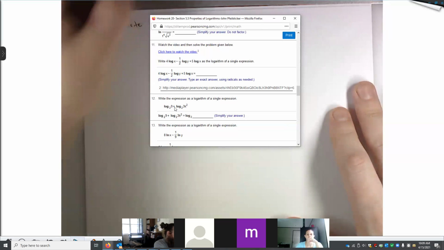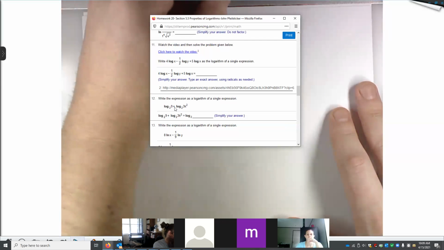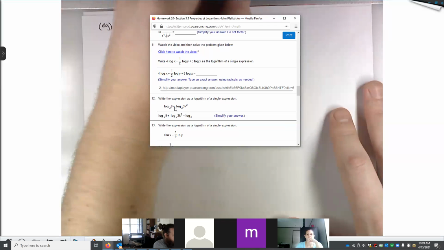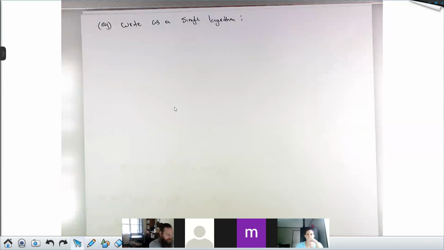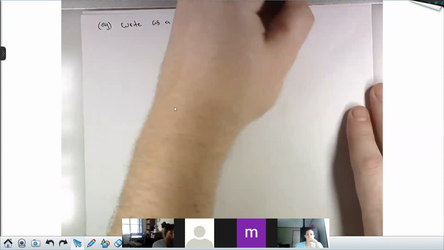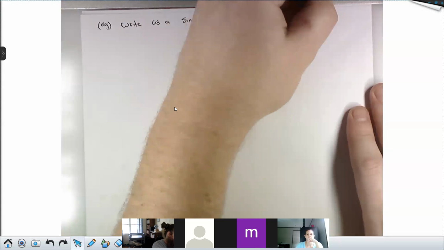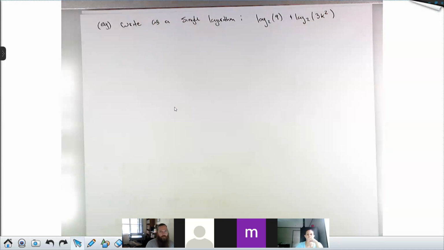I want to write this as a single logarithm. The expression they give us is the base 2 log of 9 plus the base 2 log of 3k squared. When you write logarithms, please do put the inside of the log in parentheses. It makes it clear what's inside the log and what's outside the log. Without that, the notation can get confusing. And I apologize for Anna's poor use of notation.